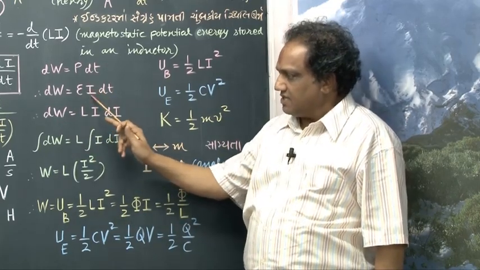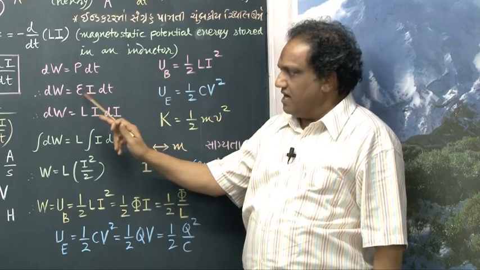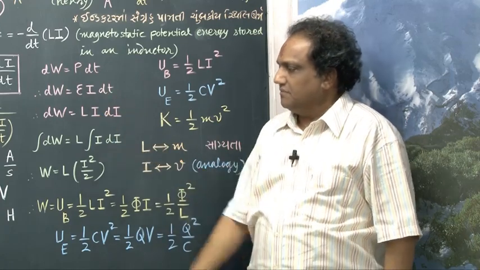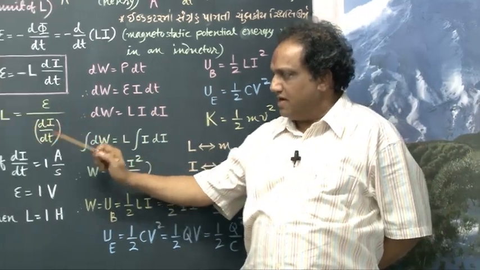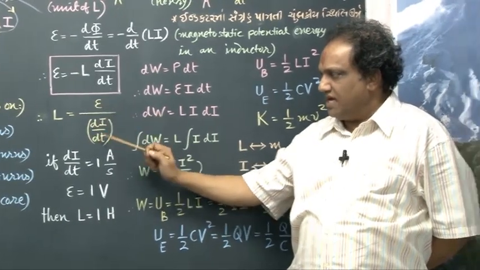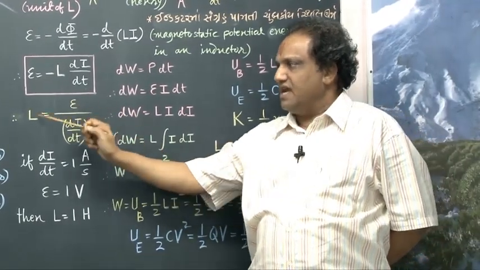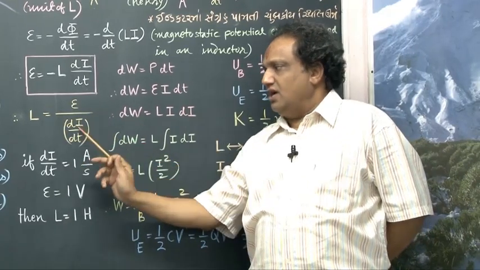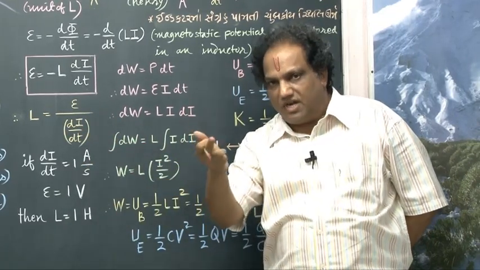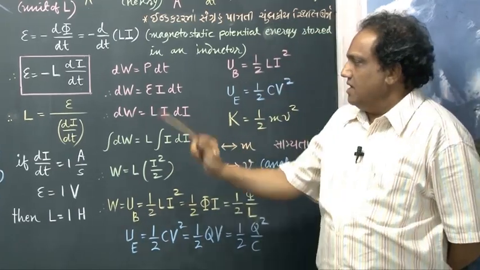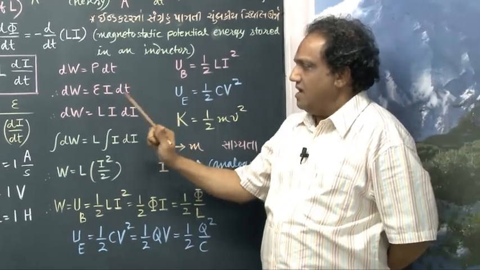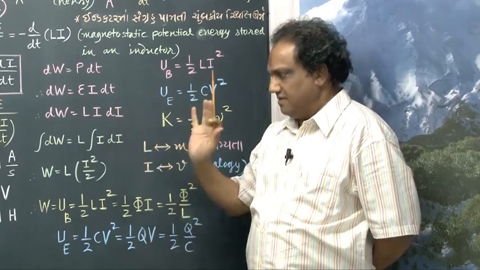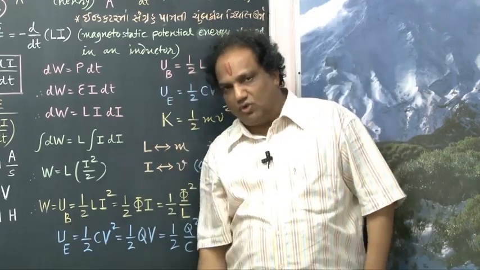Look, I is as it is. Find out E into dt from here. Take this dt up, so you will get E into dt, and transfer this di over here. So E into dt will be L into di. Now take integration on both the sides.